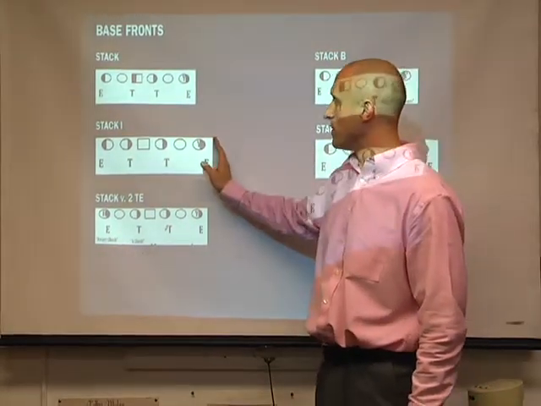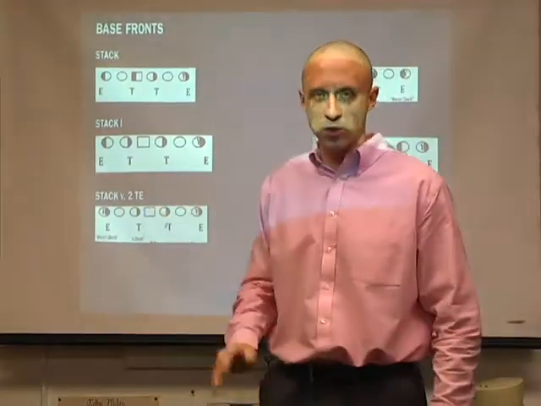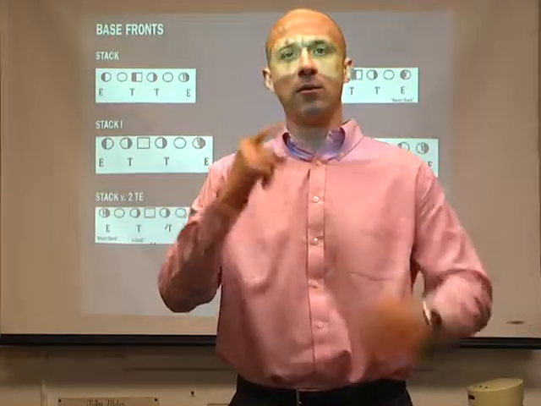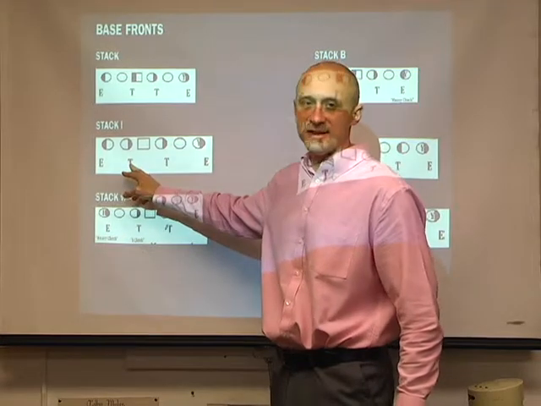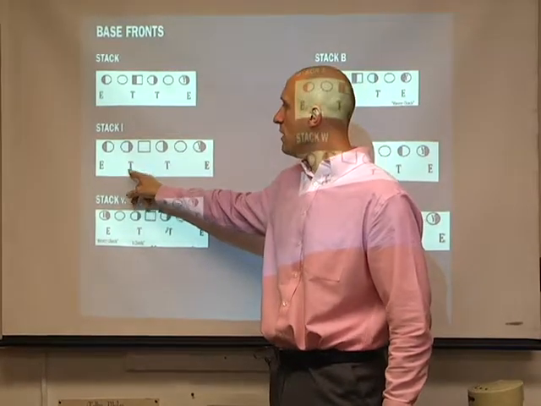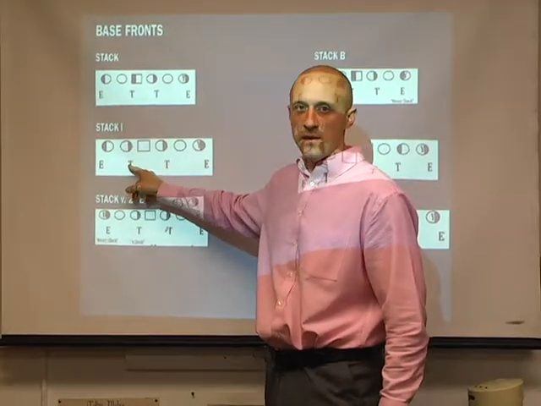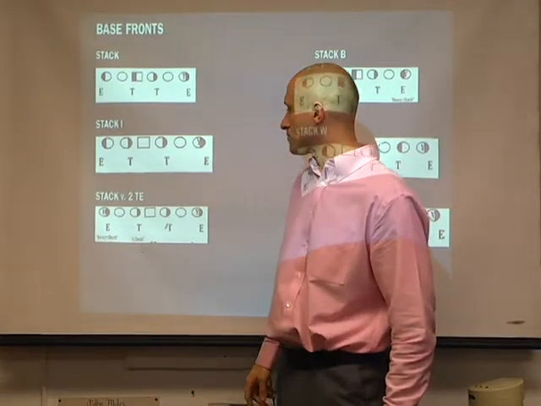If we want to create a variation to the weak side, or away from the call, we can tag stack with an I. So stack I tells the weak side tackle, away from the call, that now he's an inside shade on the offensive guard.